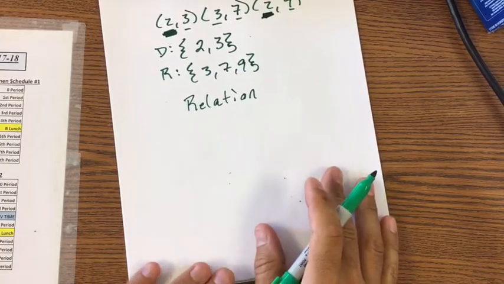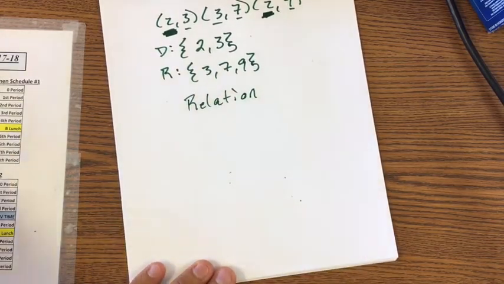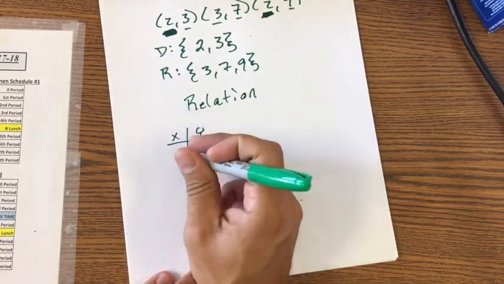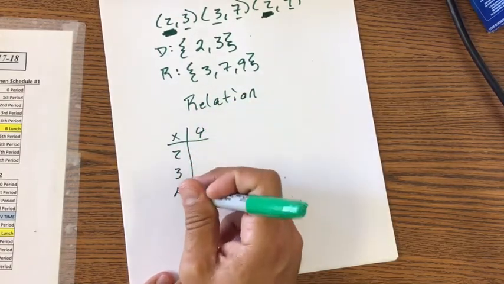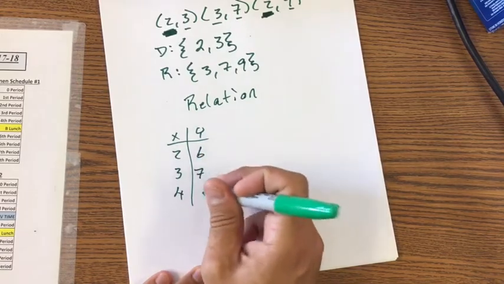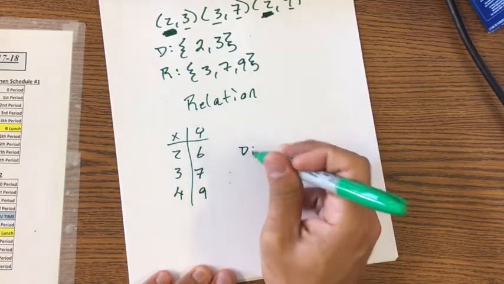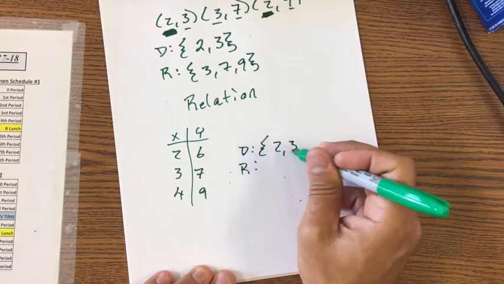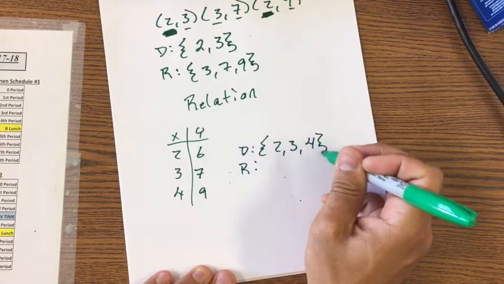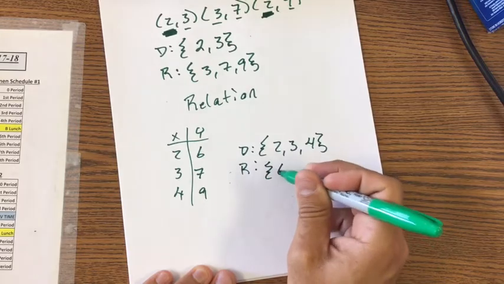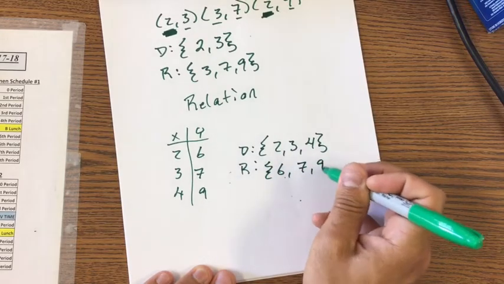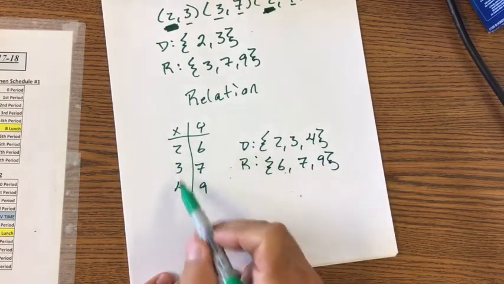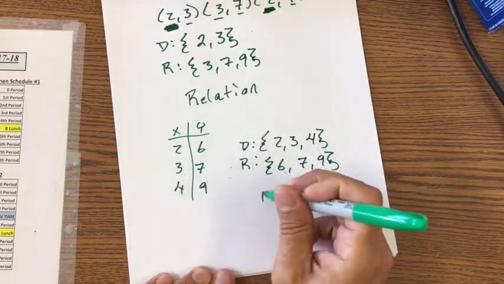Okay. Now, you guys might have noticed I had them listed as XY charts as well. That's the same thing. What we're looking at is we're just looking at what's the domain and what's the range. Domain are all my x's, 2, 3, 4. Range are all my y's, 6, 7, 9. There are no repeats on the x, which means that it's a function.